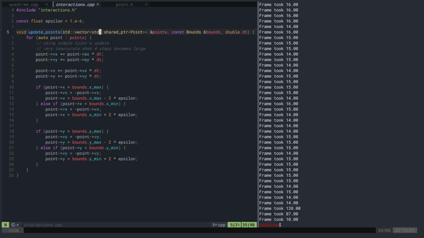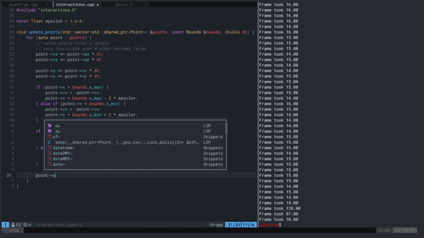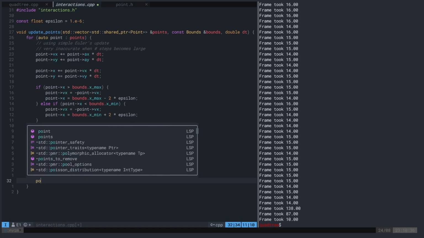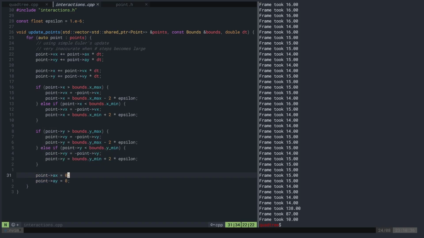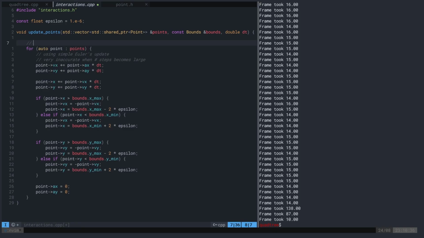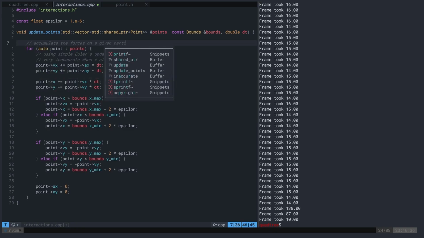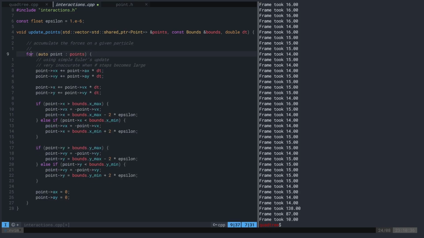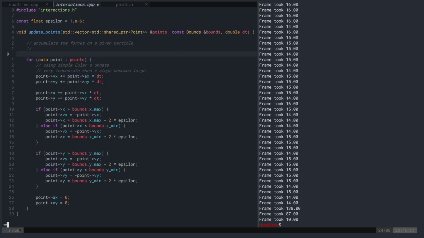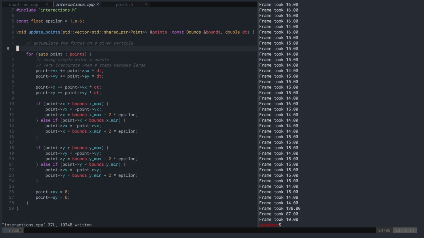So what we need to do now is, we've updated our velocities. Down here, we should set our acceleration to 0 as well. So we basically reset it. And then up here, we need to accumulate the forces on a given particle. So once we accumulate all of the forces, for a given particle we have the new acceleration. And from that new acceleration, we update the velocity. From the new velocity, we update the position, right? And then we reset the acceleration back to 0.